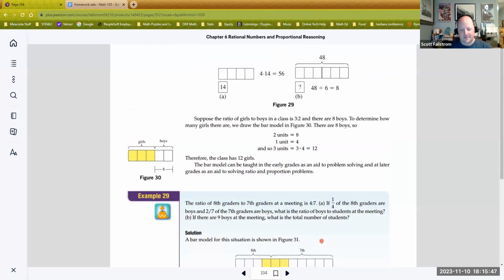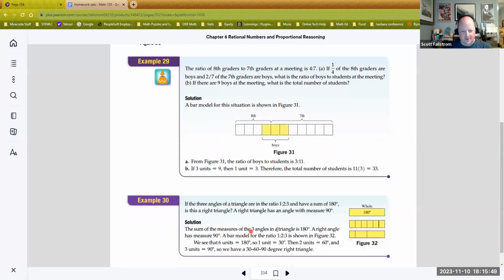So I guess we can kind of take a look down here. They might have another one. They've got a couple down here. But the ratio of 8th graders to 7th graders is 4 to 7. Okay. So let's take a look.